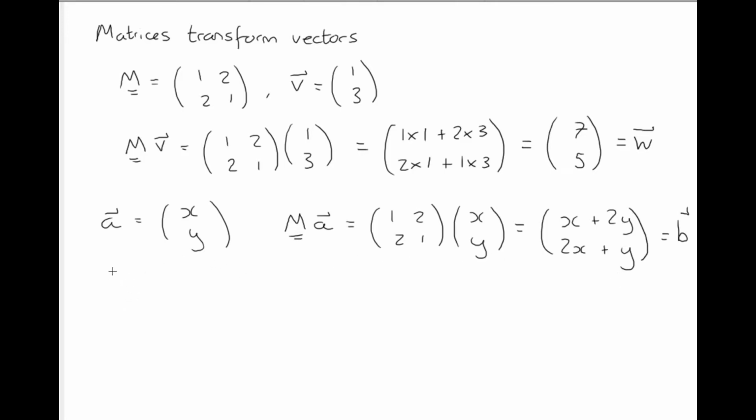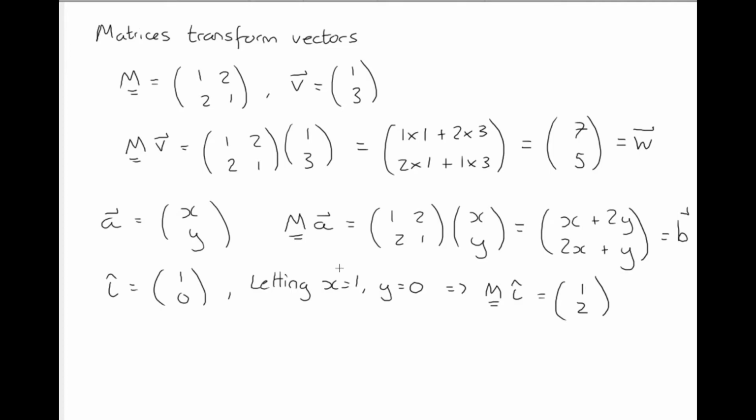So let's just do a check. If we wanted to transform i hat, let's say, and we know i hat is 1, 0, this is equivalent to letting x equal 1 and y equal 0, which implies that M acting on i hat is going to be equal to, setting these two are 0, these two are 1, is 1, 2. So now we found out how our vector i transforms under the matrix.